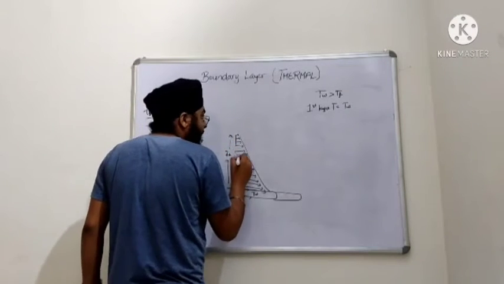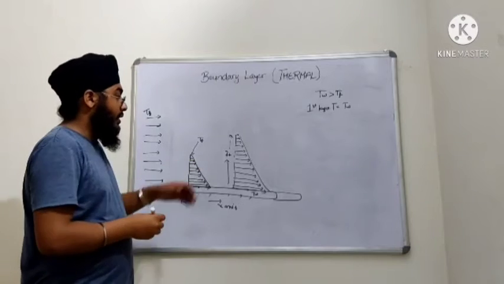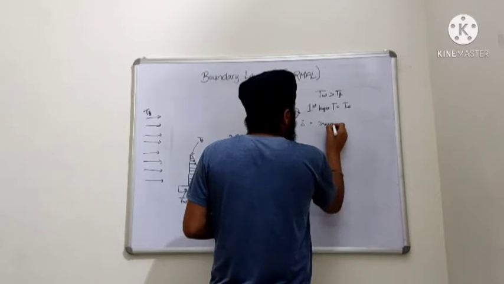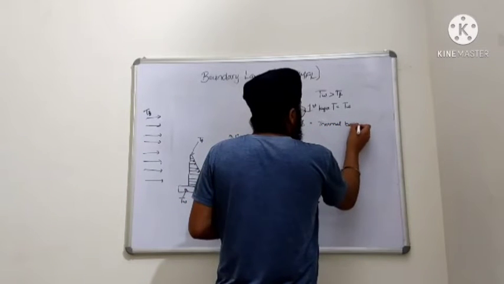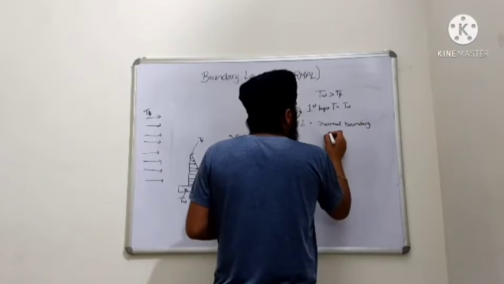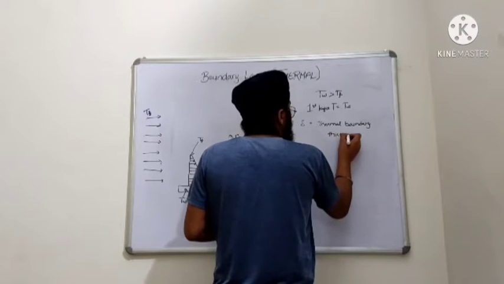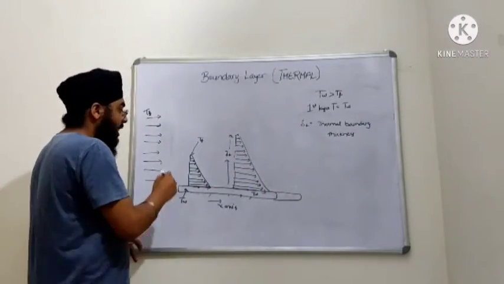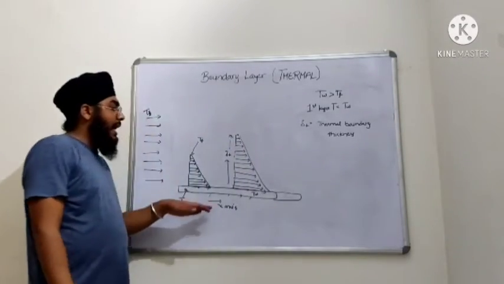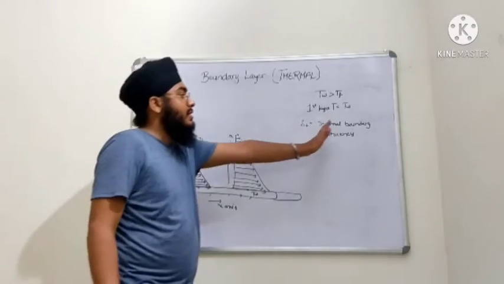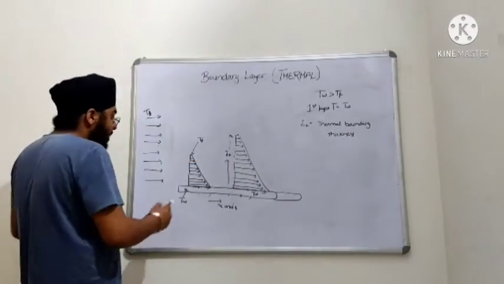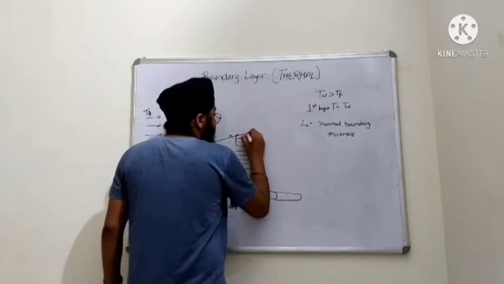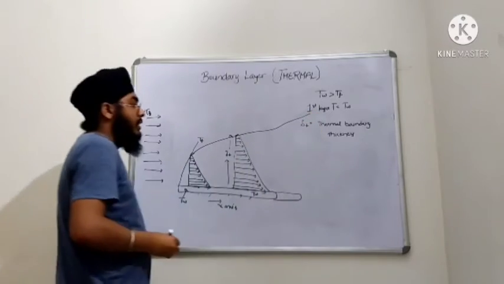Now what is delta T? Delta T is the thermal boundary layer thickness. As we move further away along the x-axis, delta T will increase, that is, the thermal boundary thickness will increase, and when we join all these points, we get a curve something like this, something like hyperbolic.